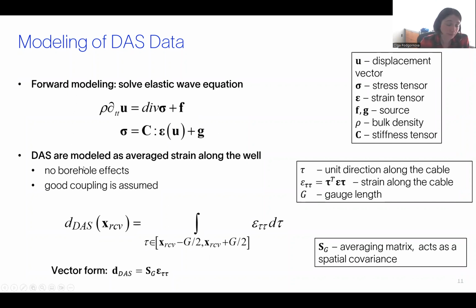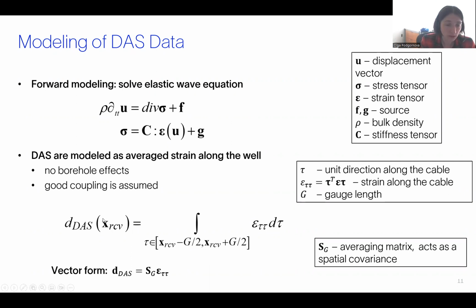We model DAS as a strain, as an average strain along the well. It means that we do not account for borehole effects, and we assume a good enough coupling of the fiber with the formation. Basically we associate the strain in the fiber with the strain in the formation, which is not exactly the same thing and depends on the coupling. So all of what is described later does not take into account inaccuracies or imperfect coupling. I will say a few words on how we can try to compensate for that.